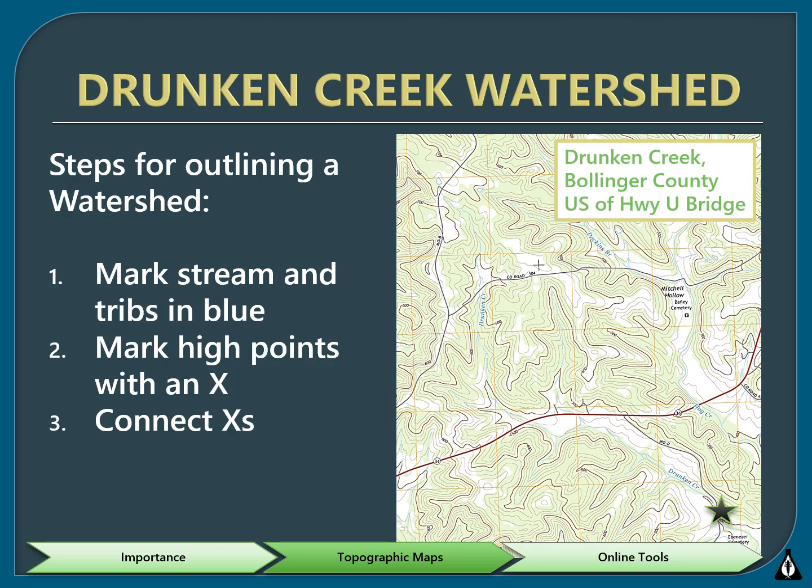So using a topographic map, how do you go about outlining a watershed? You're going to start with where the most downstream section is that you're interested in, and that is represented here by this star. And then you're going to mark all of the water, streams, rivers that are going to be flowing into this downstream section.